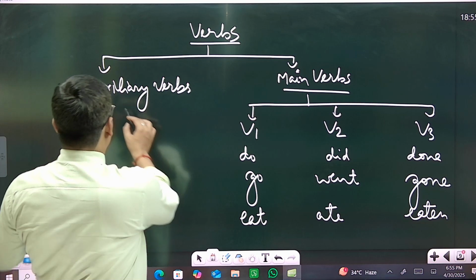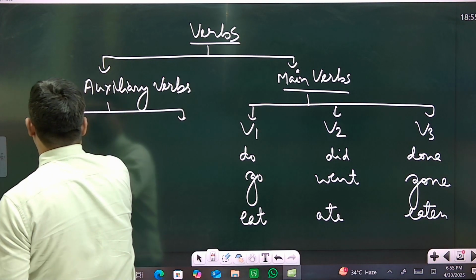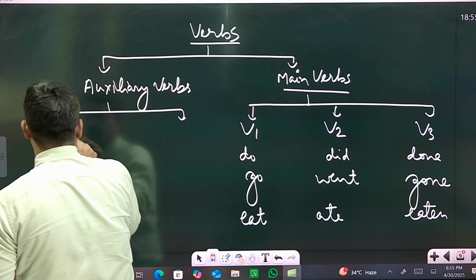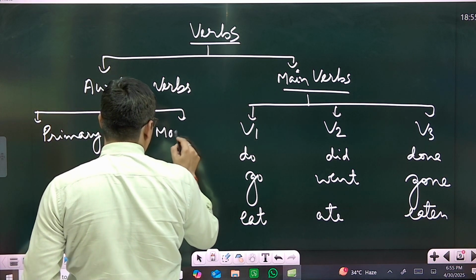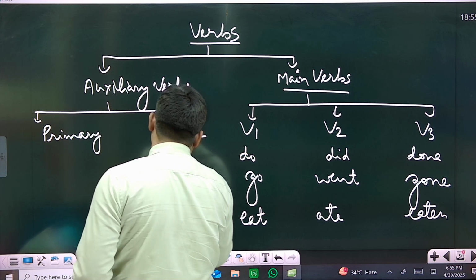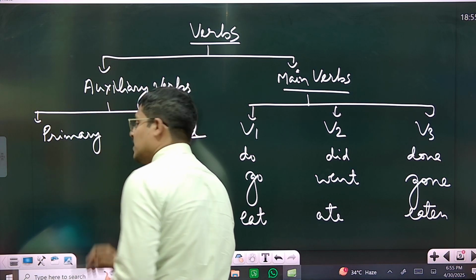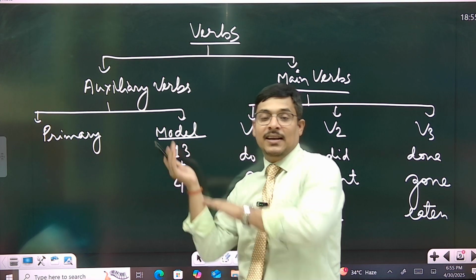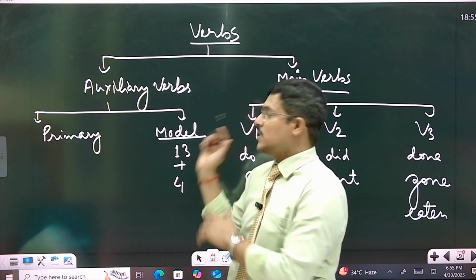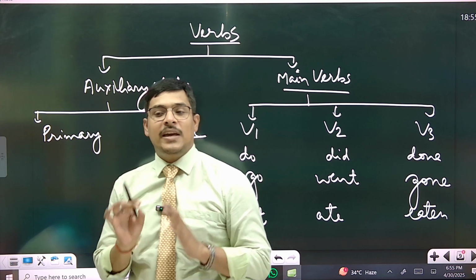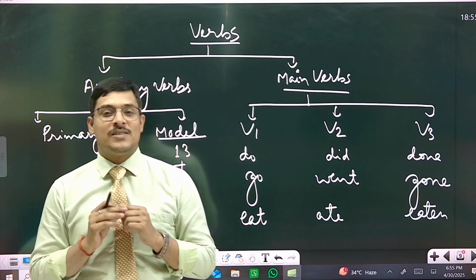And if we talk about auxiliary verbs, they can be further divided into two parts, which is primary auxiliary and modal auxiliary. As we already know, there are 13 modal auxiliaries plus 4 semi-modal auxiliaries. This we will be discussing when we are doing modal auxiliaries. Now that we are dealing with tenses, we will talk about primary auxiliaries. Now, what are primary auxiliaries?